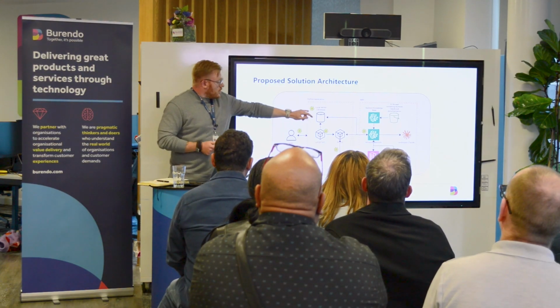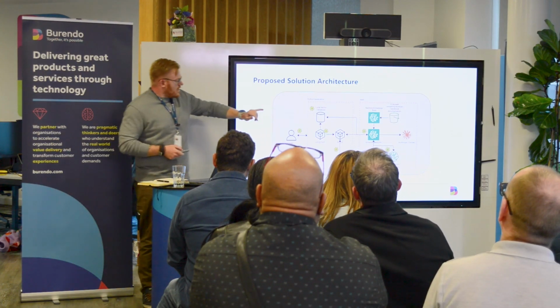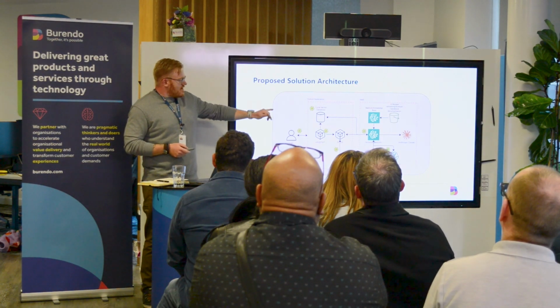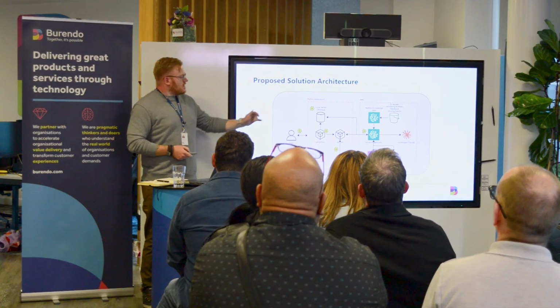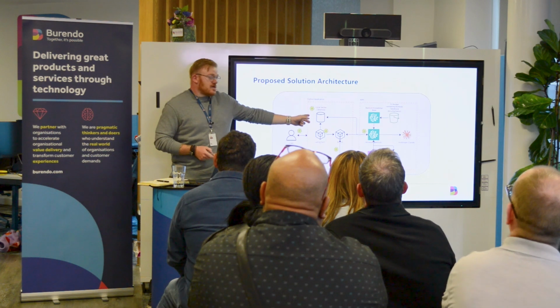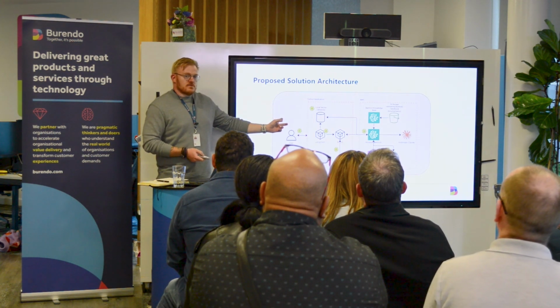I missed a bit. We also make use of a local vector database, which I think is called FAISS, which is provided by Meta. So we make use of a local version of that in the initial proof of concept.